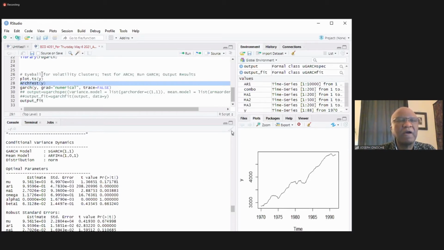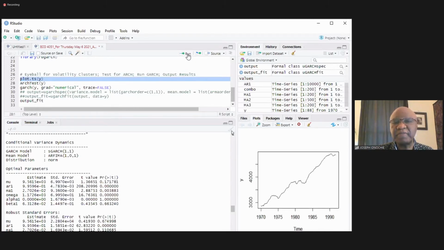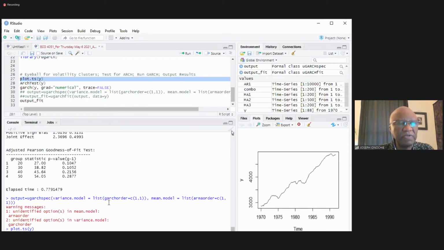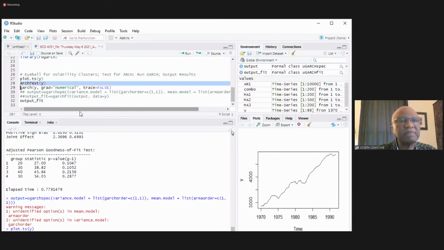Okay. Actually, let me back up. Let me plot y again, just to give myself space. I plot y, I run it. Okay, so here it has plotted it. Okay, so let me now do the ARCH test. I do the ARCH test.